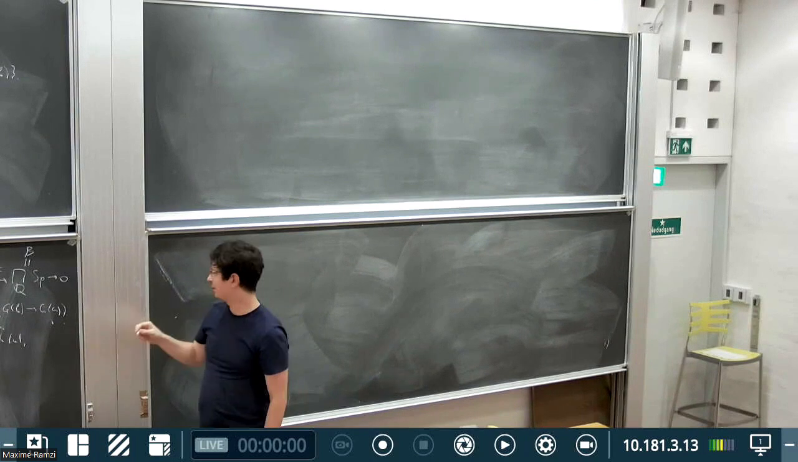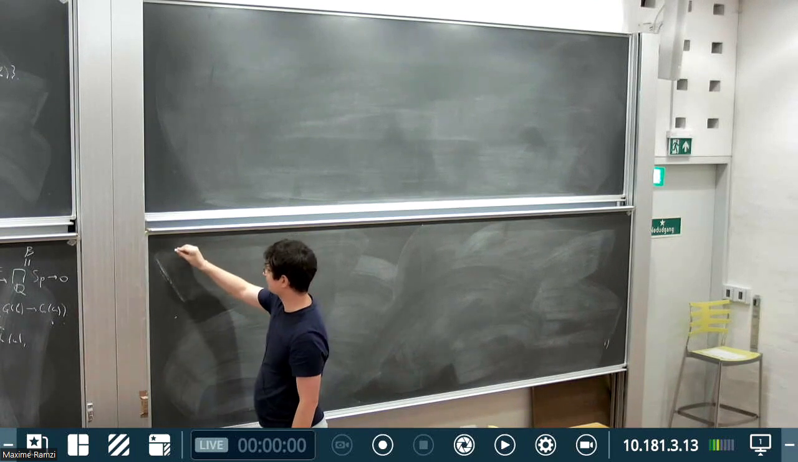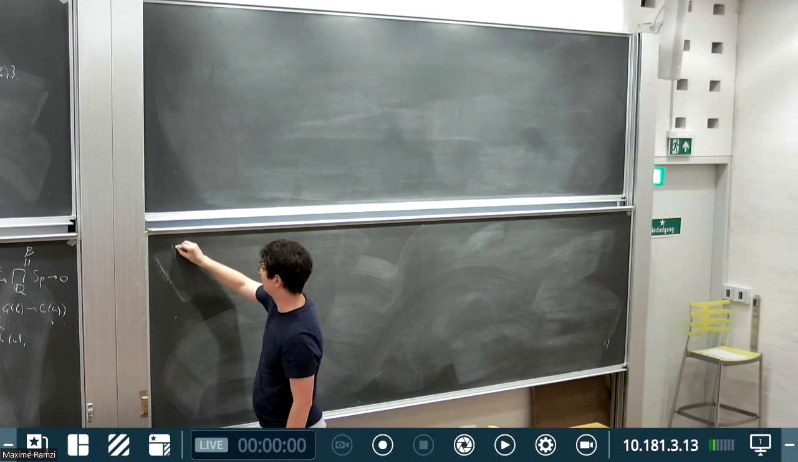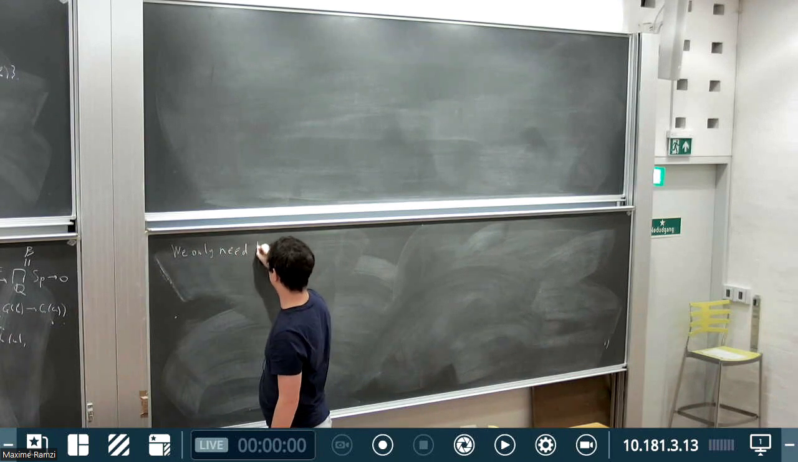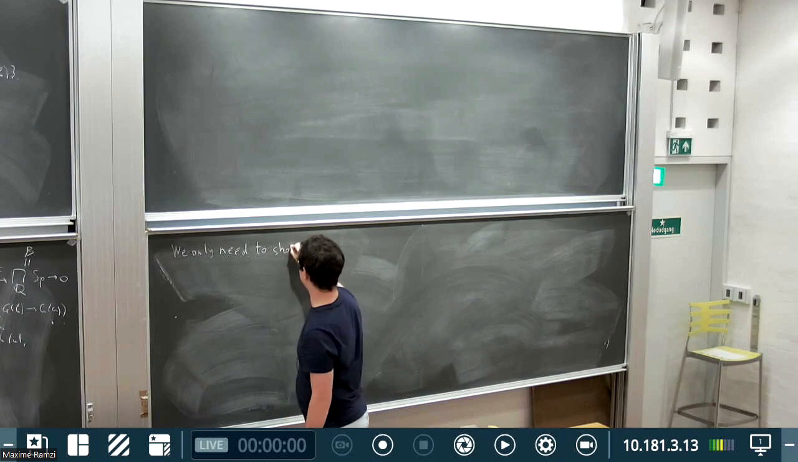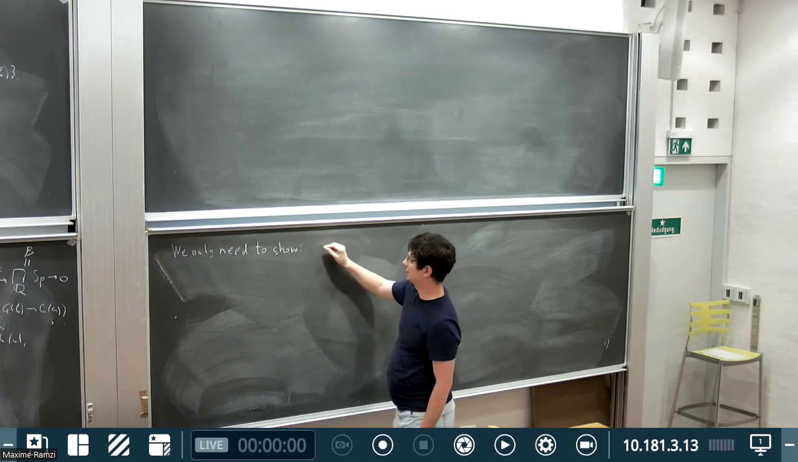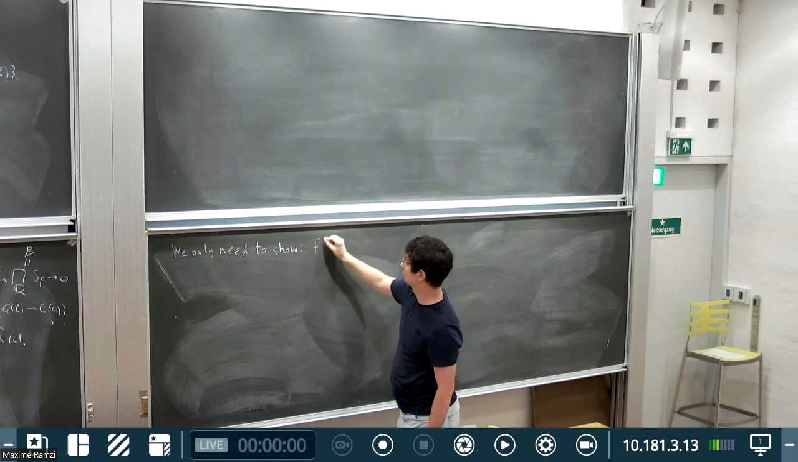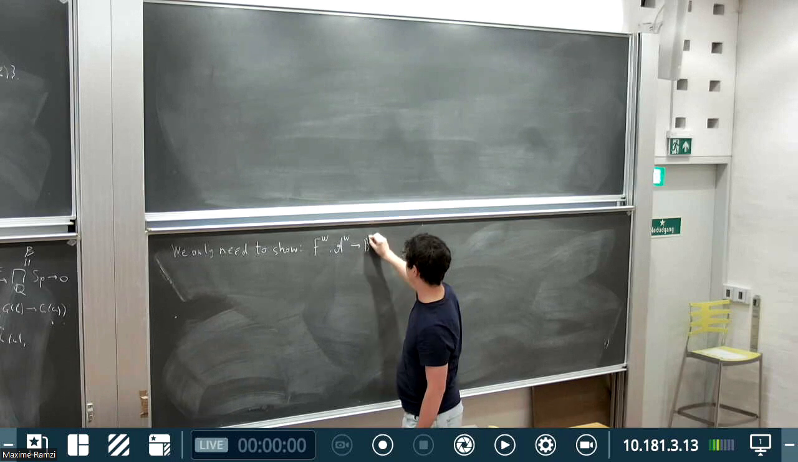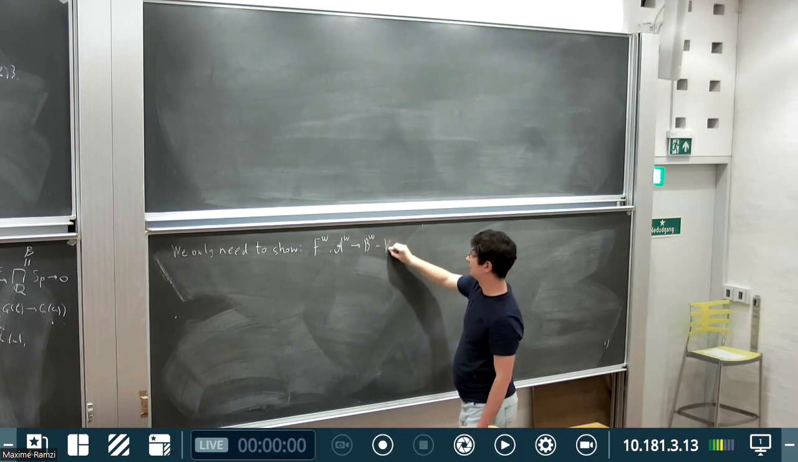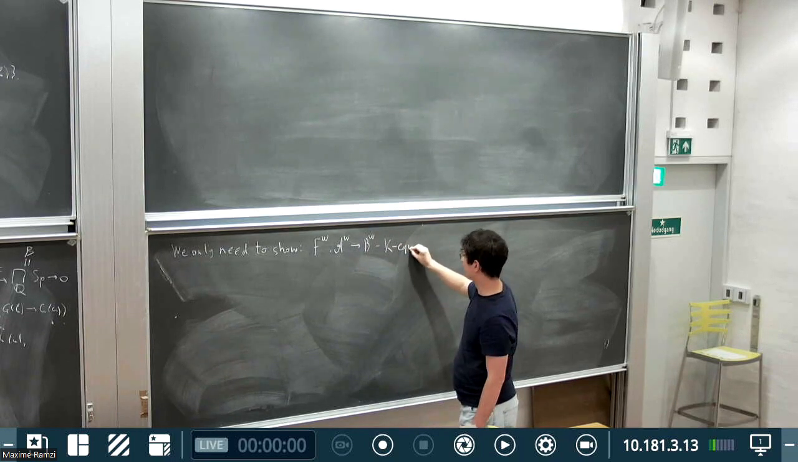Yeah, so these categories are compactly generated, and so we only need to show that if you take compact objects, then the functor f omega from A omega to B omega is a K-equivalence. I will recall what this means.